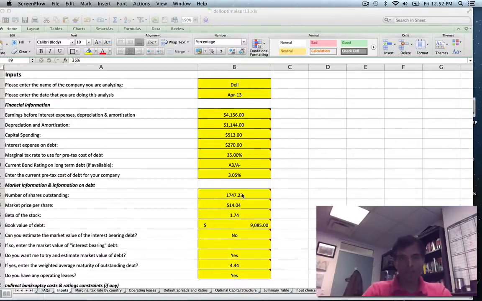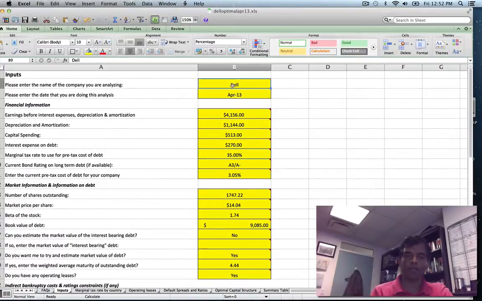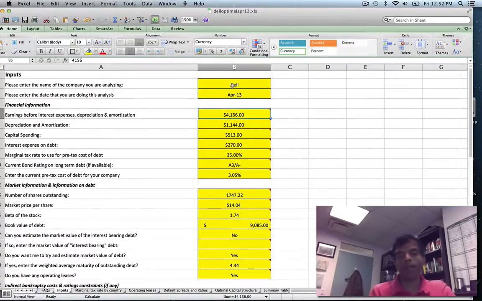So I started with the spreadsheet, and the first two inputs were easy. I asked for a name of the company, Dell, of course, and ask you as of when, April of 2013. The reason I ask for the time is it's good to know when you did the spreadsheet, because if I do the spreadsheet 6 months from now for Dell, I might get a very different optimal debt ratio. Then I ask you for the numbers.